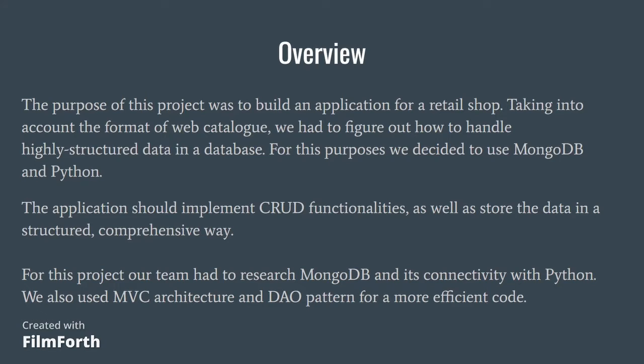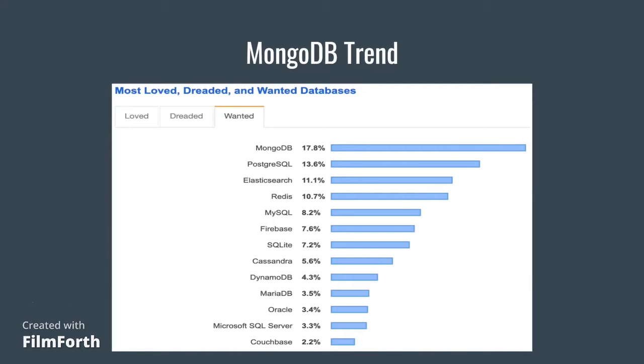For this project, our team had to research MongoDB and its connectivity with Python. We also use MVC architecture and the DAO pattern for more efficient code. And this is the trend of the MongoDB analysis. As you can see, MongoDB has gained more popularity compared to other databases, and compared with PostgreSQL, MongoDB actually ranked the highest in terms of the most loved and wanted database.